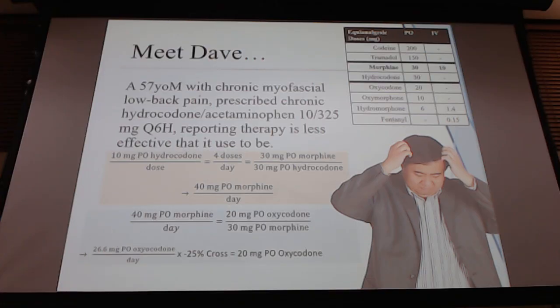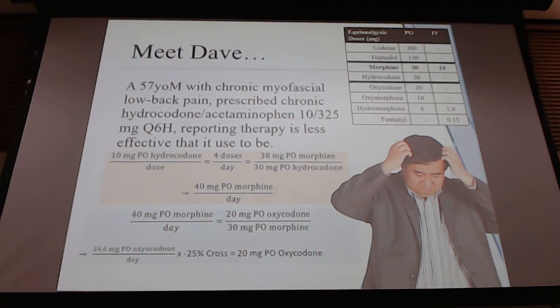So then we can get our dose of oxy, which would be 20 milligrams of oxy. Questions on this process? Feeling okay? So on the exam, you'll get a table very much like this one.